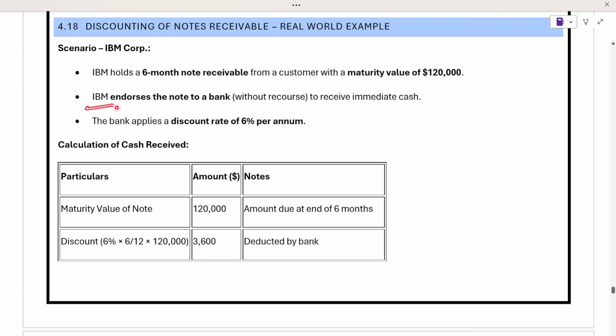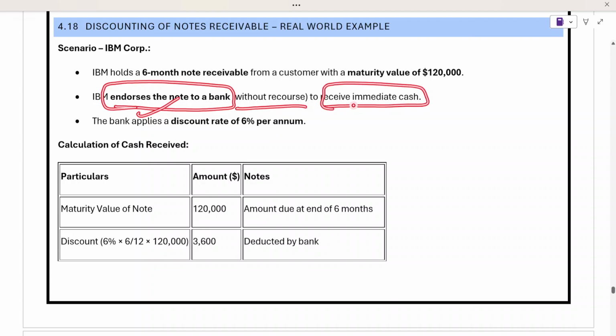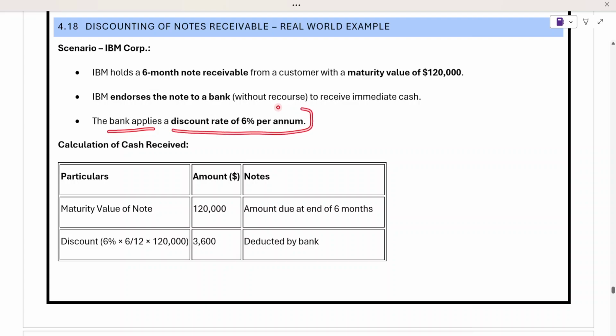Now IBM endorses the note to a bank. Basically, it gives the note to a bank without recourse to receive immediate cash. IBM will be receiving cash from the bank immediately. Now the bank applies a discount rate of 6% per annum. On an annual basis, the bank applies the 6% discount rate. Now we need to calculate how much cash IBM will receive.